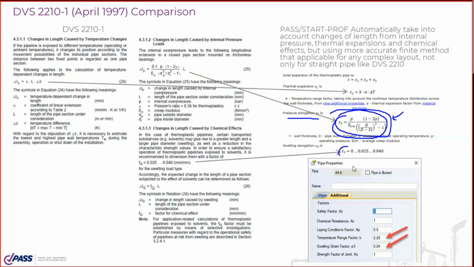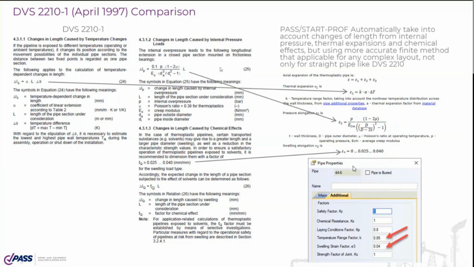And the third is the elongation caused by the swelling effect due to chemical reaction between the pipe and contents. To take it into account, you should define this factor in the pipe properties. The pipe manufacturer should provide you this information about the elongation due to chemical reaction between pipe contents and pipe material. According to the DVS code, it is also calculated using the same equations.